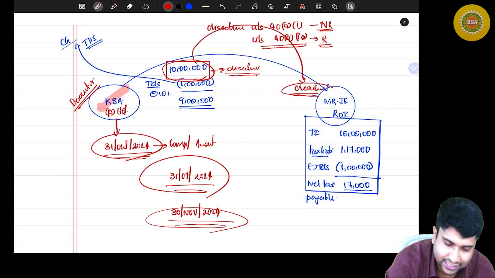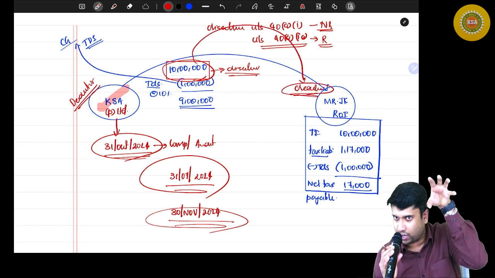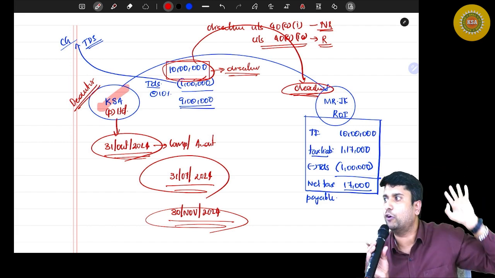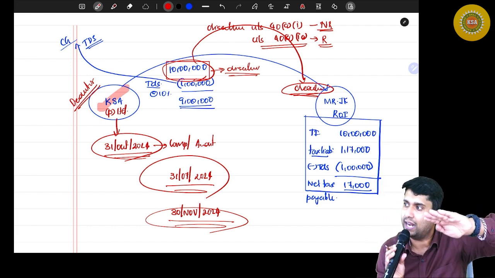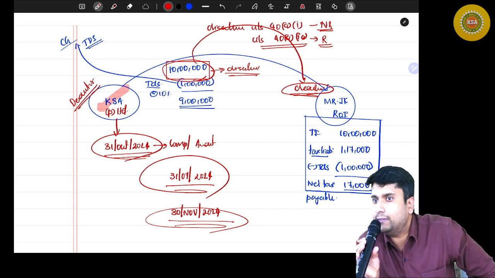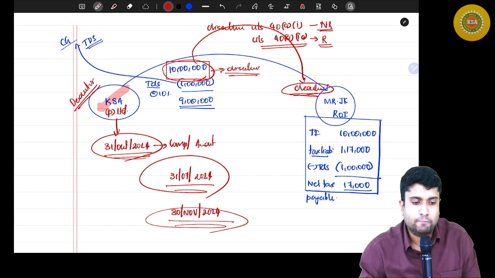So temporary disallowance simply means once there is a default, there will be disallowance. Once the default is rectified, there won't be any disallowance. In a future year, you can claim that 10 lakh as a deduction. Is that point clear?